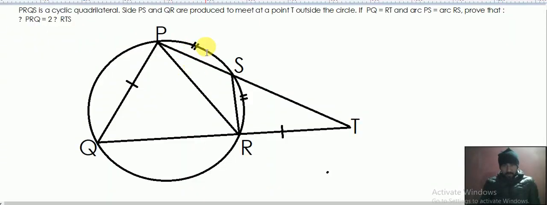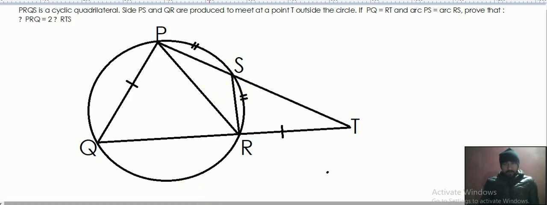Similarly, the inscribed angle is half of the central angle standing on the same arc. Inscribed angles standing on the same arc are equal, and the opposite angles of a cyclic quadrilateral are supplementary. If a side of a cyclic quadrilateral is produced, the exterior angle is equal to the opposite interior angle. These are the properties that we have read in circle. Out of these, let's see which are applicable here. Since the two arcs PS and SR are equal, we can say chord PS is equal to SR. This is the first property that we are going to use.